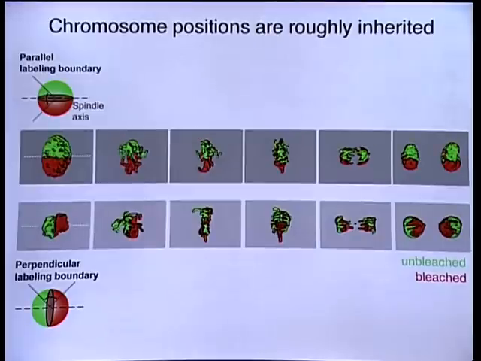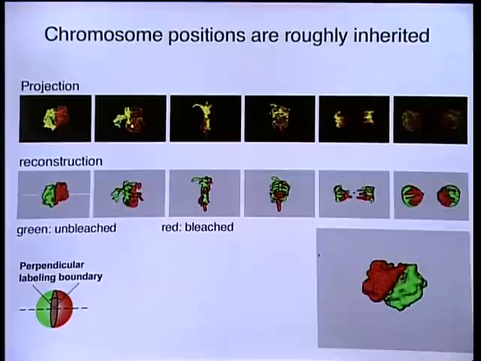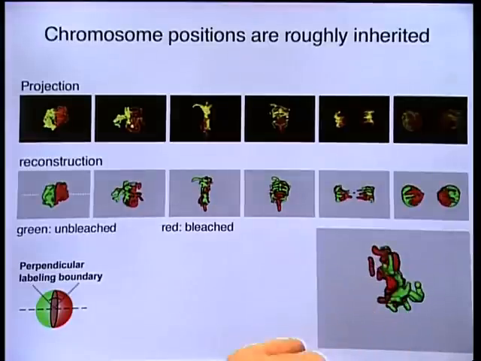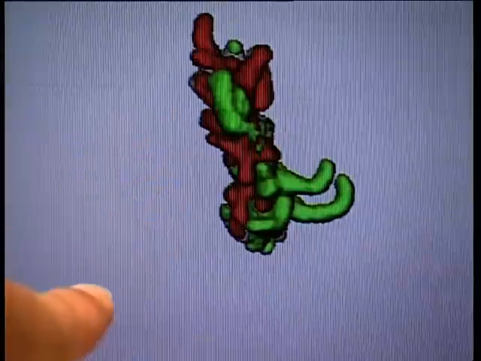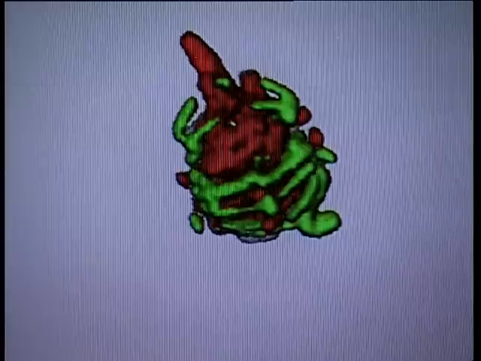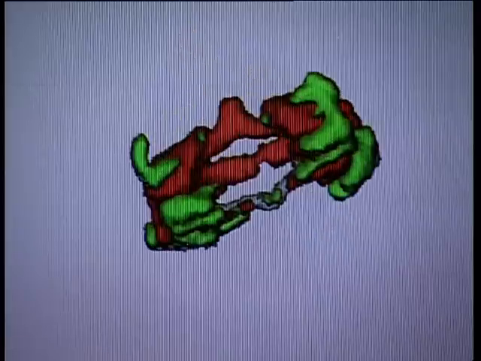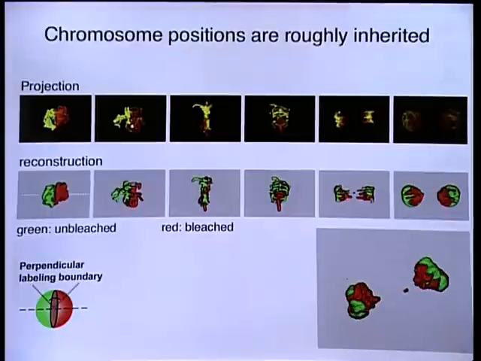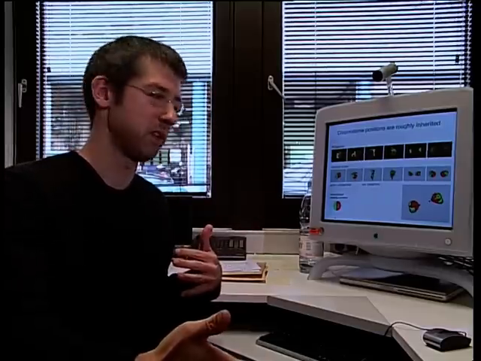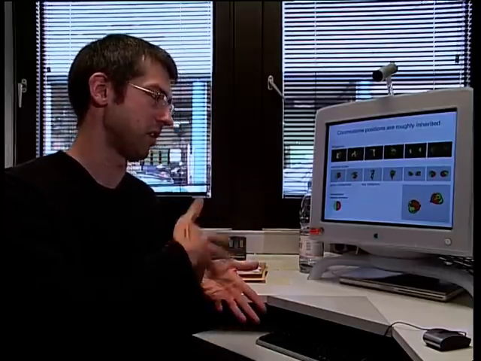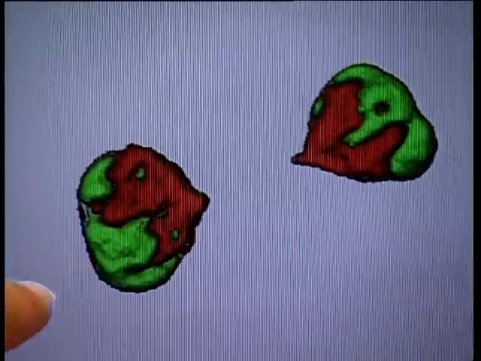Here you can see now an animation of this whole process where we start here. You can see how these chromosomes are moving around, how they are compressed by the microtubules, and the green and red mixes. And then as the chromosomes are segregating, the green and the red unmixes again. So most of the green goes to one side of the nucleus and most of the red stays behind on the other side of the nucleus.